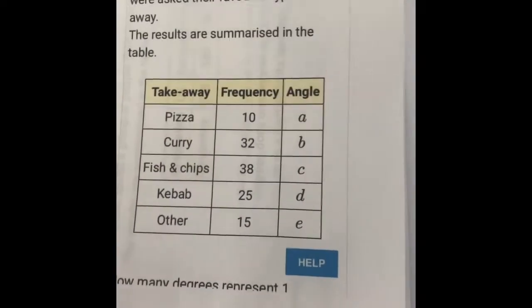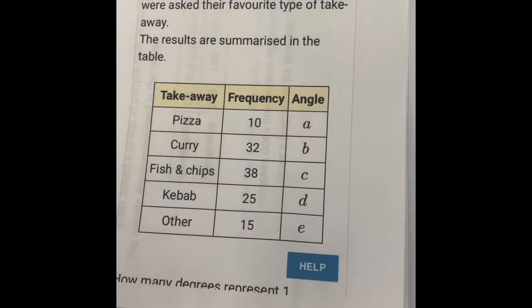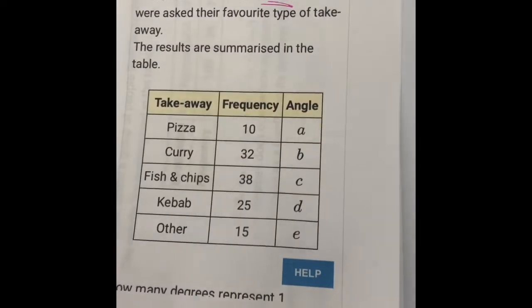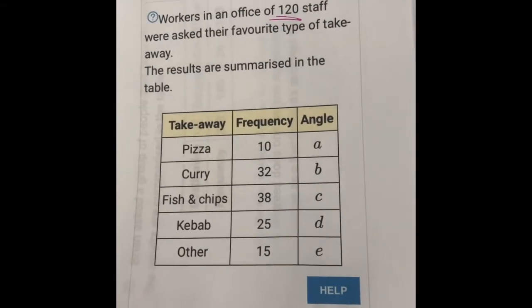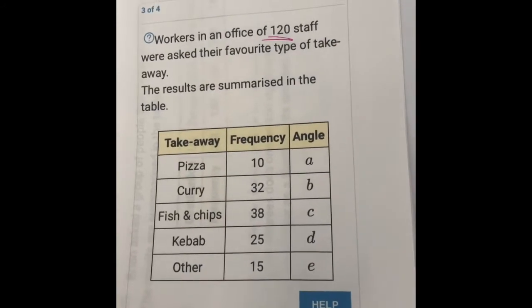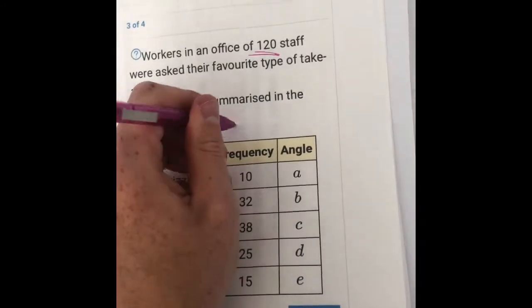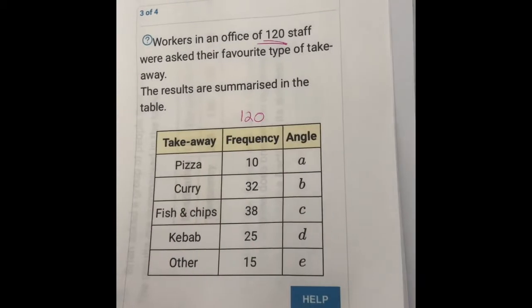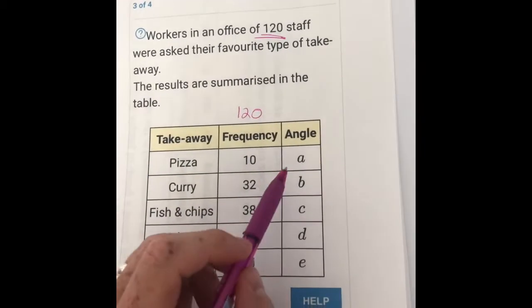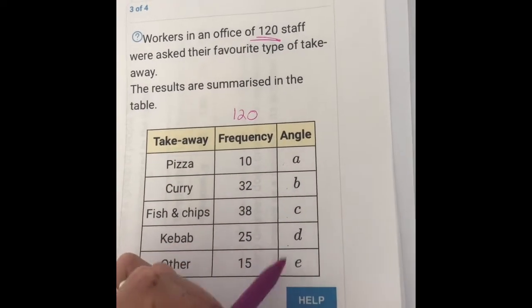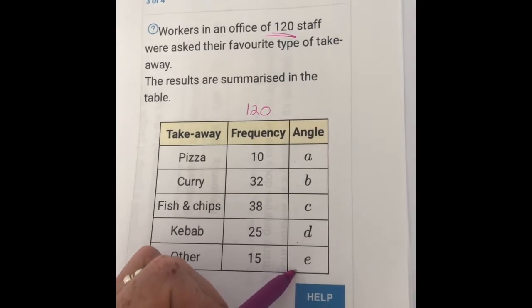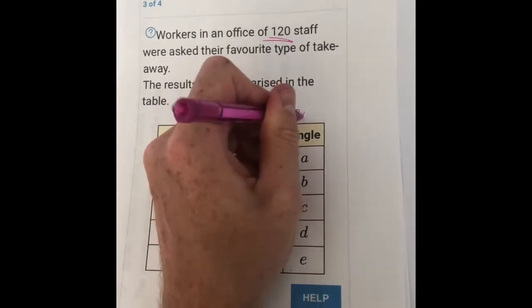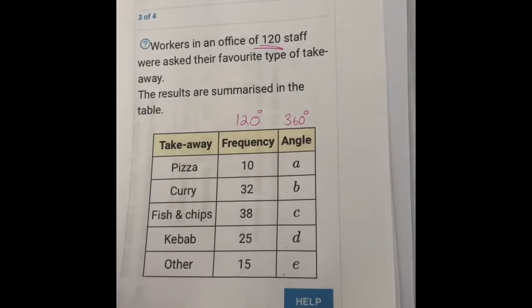So, type of question you might get. This one's off Hegarty. Workers in an office of 120 staff were asked their favourite type of takeaway. Results are summarised in the table. So first of all, you know this total is 120. You've got to find out what each of the angles that you do on your pie chart would be. So you know that's going to be out of 360 degrees.